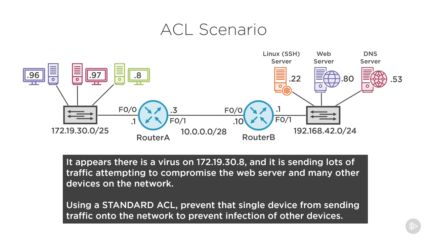Now, this is something that becomes very useful in a network, and we can use it to solve a problem should it arise. Okay, so here's the scenario. It appears that there is a virus on the computer 172.19.30.8, and it's sending lots of traffic attempting to compromise the web server and many other devices throughout the network. So my request here is to use a standard access control list and prevent that single device from sending traffic onto the network to prevent infection of other devices.